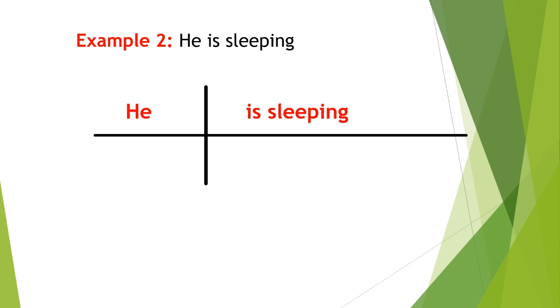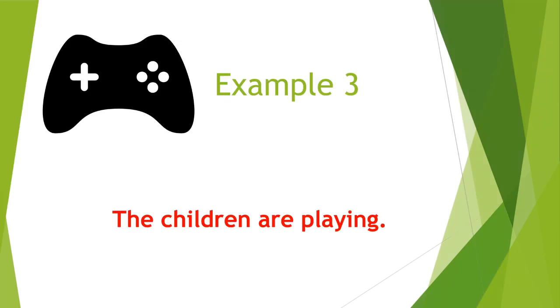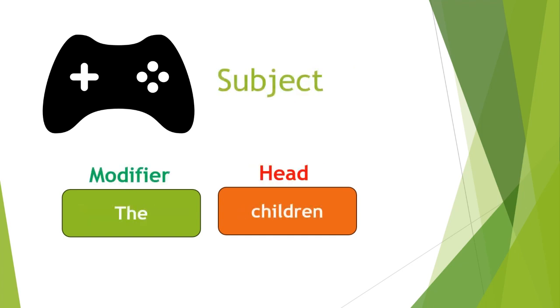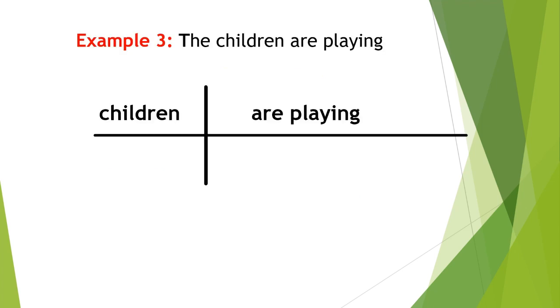Now let's try a slightly more complex sentence. "The children are playing." In this case, both the subject and the predicate are made up of two words. We've already seen how to handle verb phrases, so let's focus on the subject. Here, "the" is an article that modifies the noun "children." When diagramming modifiers like articles, we place them on a slanted line below the word they modify. So we'll draw a slanted line below "children" and write "the" on that line. Don't forget to capitalize the article "The."